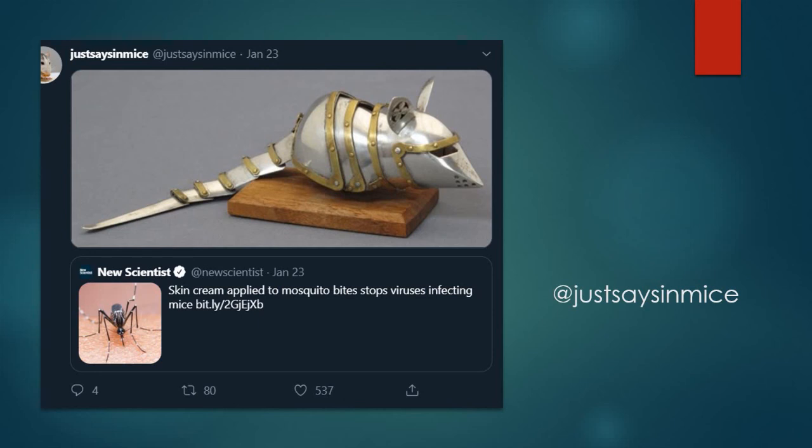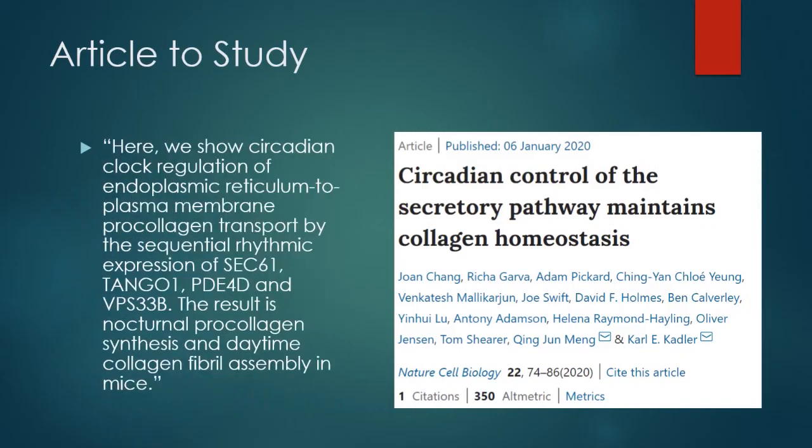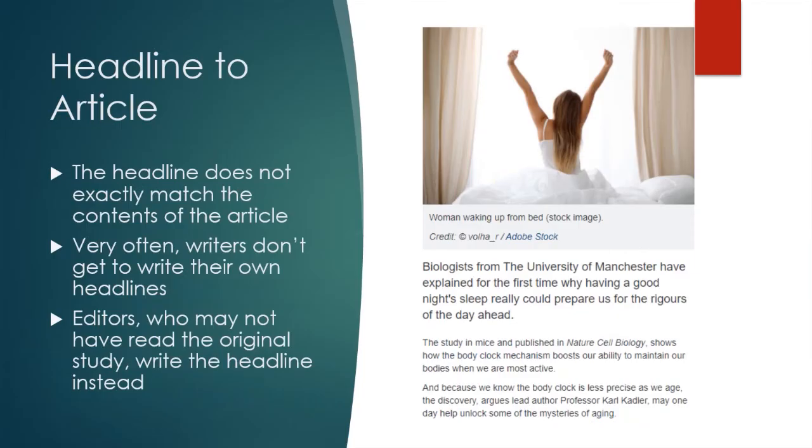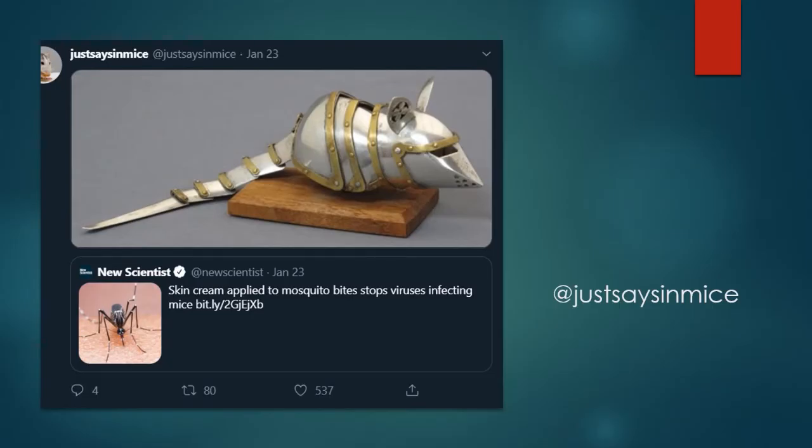Huge numbers of journal articles are just like the one I just showed you, where circadian control of the secretory pathways maintains collagen homeostasis. It's a mouse study. By the time it gets to the science news, it's about people. They don't mention that this is a mouse study, not a human study. So this delightful Twitter account reminds people that most of these studies are done on animal models, and that the inference from the animal model to what happens in humans is an inference. It's not trivial that this is going to apply to us just as well. So strong recommend for Just Says in Mice. Okay.